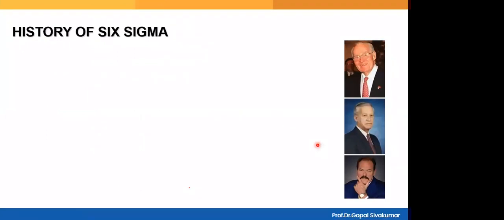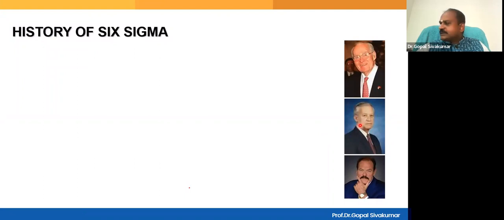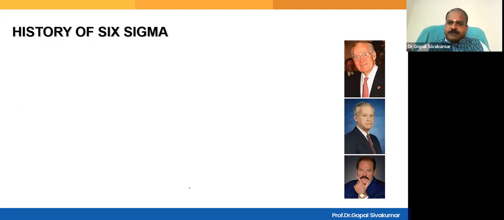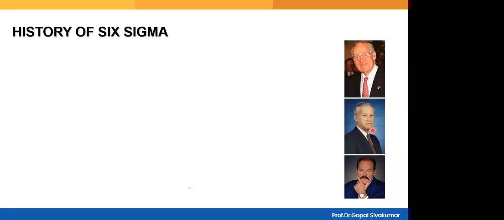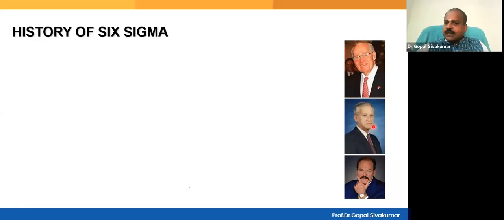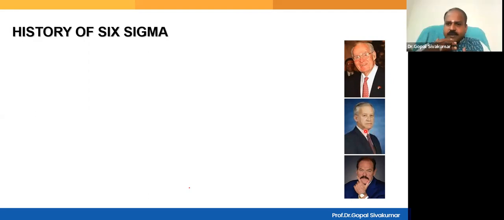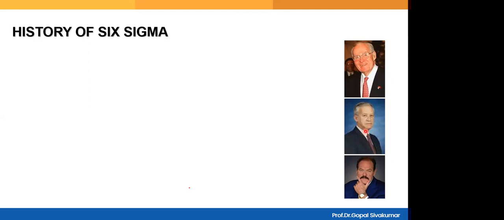Now the American company Motorola, and you are seeing three people here. You know who is the first person here? The CEO of Motorola, Robert Bob Galvin. And this is Bill Smith. We call him as father of Six Sigma. This is Dr. Michael Harry. He is a statistician. These two collaborated. An engineering brain in collaboration with the statistical brain gave birth to Six Sigma approach.